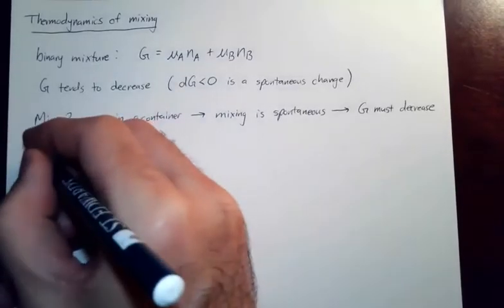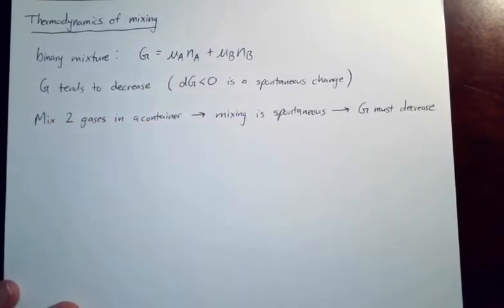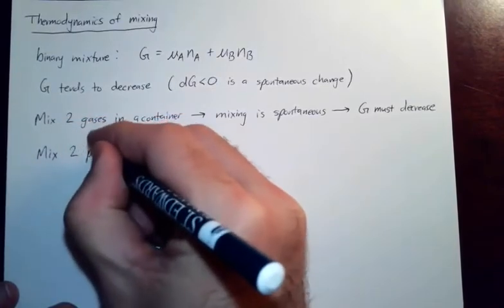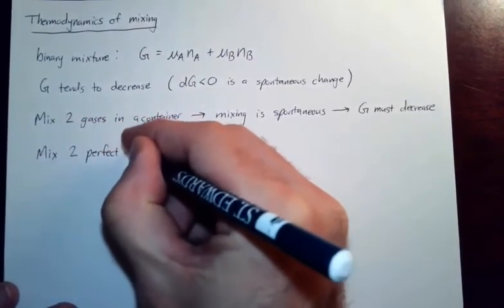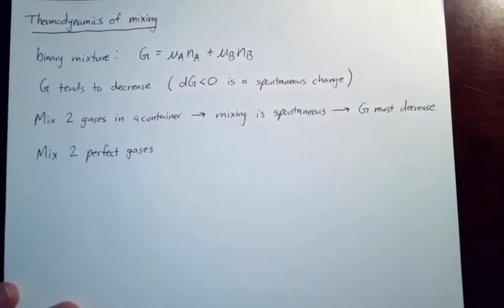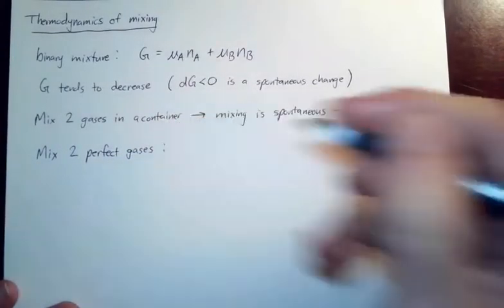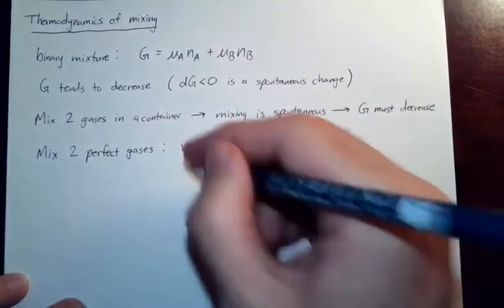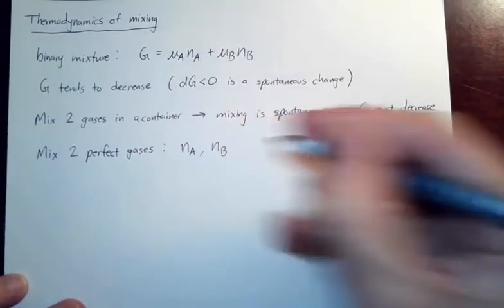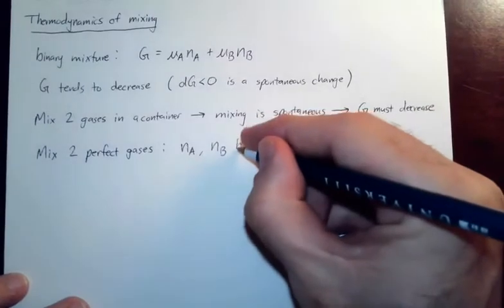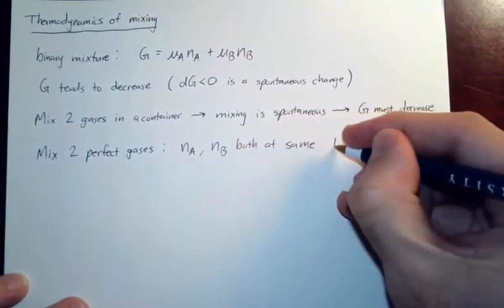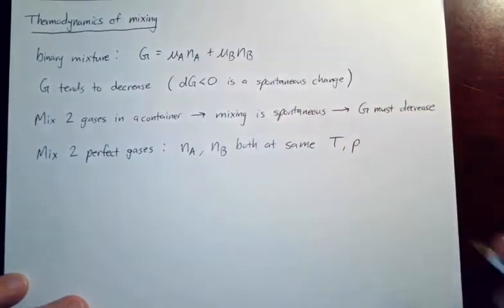So let's mix two perfect gases. We have n moles of gas A, we have n moles of gas B, and they're both at the same temperature and pressure. And we mix them together.